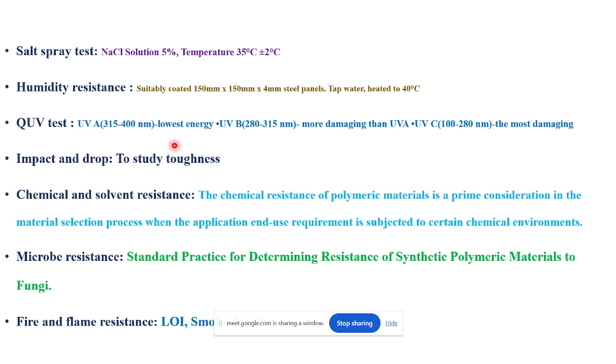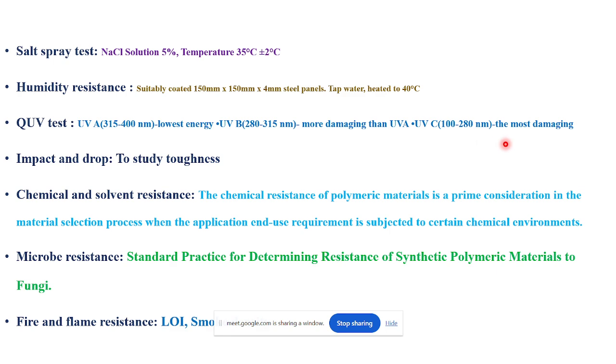QUV test, this is basically the UV resistance technique. There are different UV wavelengths. UVA, in that case, you need to provide 315 to 400 nanometer UV, that is lowest energy, and another one is UVB, that is 280 to 315, and another is UVC, that is 100 to 280 nanometer. Now we know that if the wavelength is higher, the energy is low. So the lower the wavelength, the more it will affect your material.